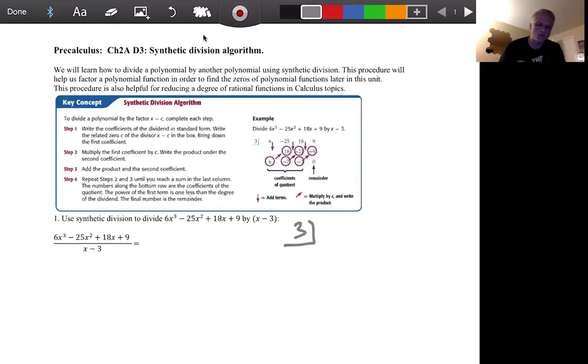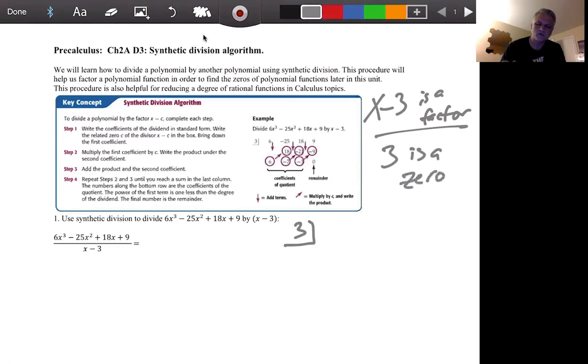Okay? So because x minus 3 is a factor, okay, this is a term that we used earlier in 2A. That means that 3 is a 0 or an x-intercept, right? So because 3 is a 0, we are going to put 3 outside to divide with.